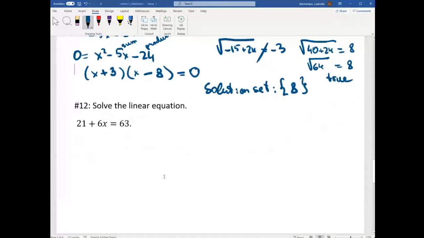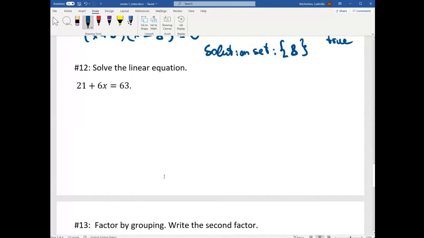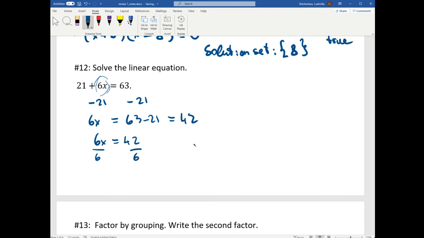Then we have a simple linear equation. So when we solve an equation, we isolate the term with the variable on one side, and then we divide by the coefficient. Okay, we must subtract 21 on the left and on the right. So on the left we get 6x, on the right 63 minus 21, which is 42. So 6x equals 42, and we divide by 6 and get x equals 7.